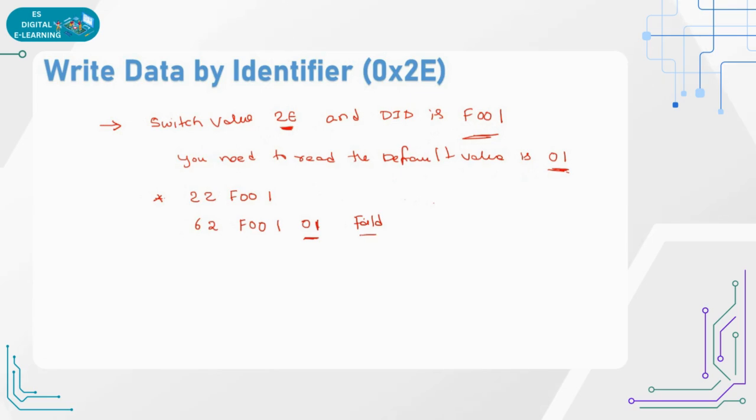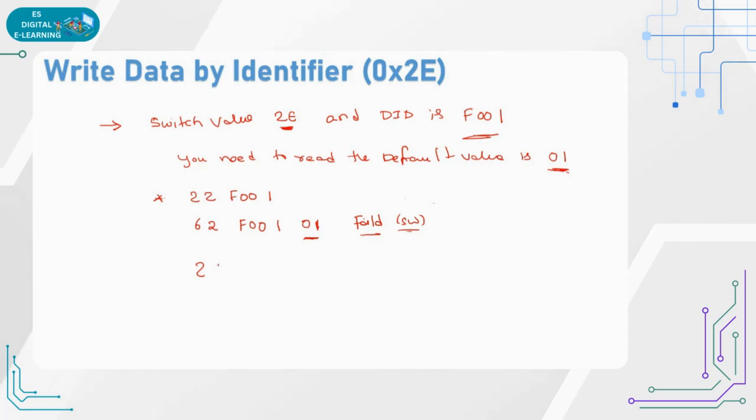The software is failed. We need to inform the developers. Okay, that is the process. I will have further classes. Now, what is my switch value? It is 2E. I need to write the switch value.